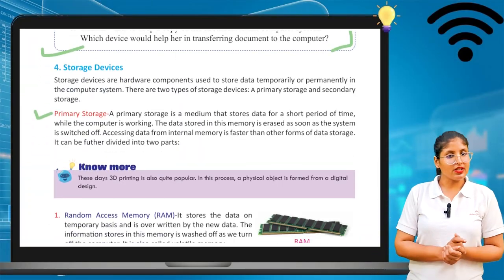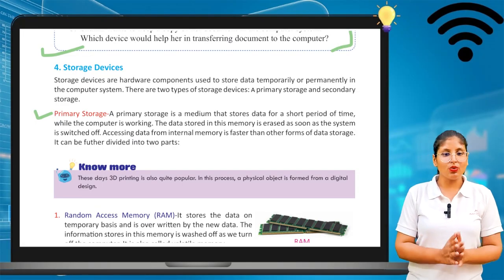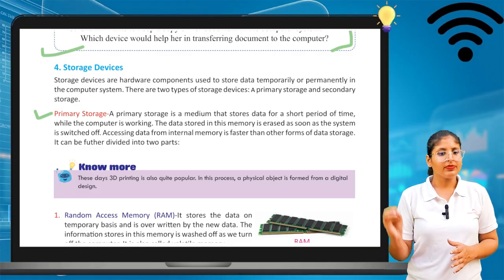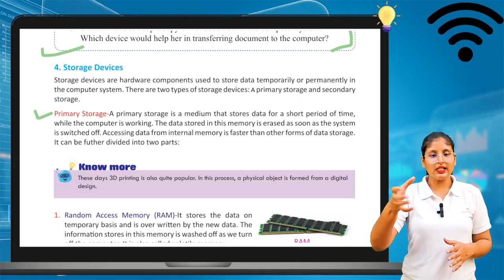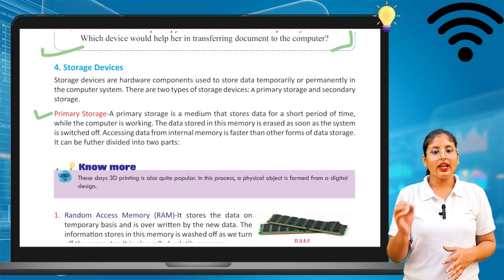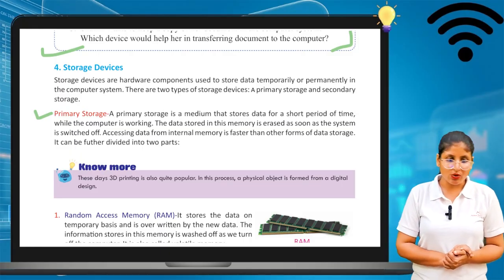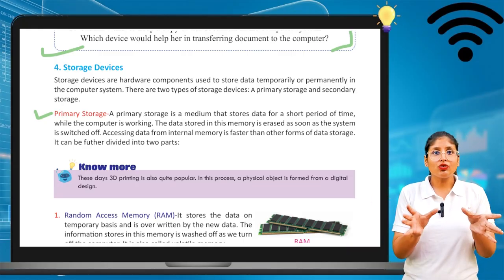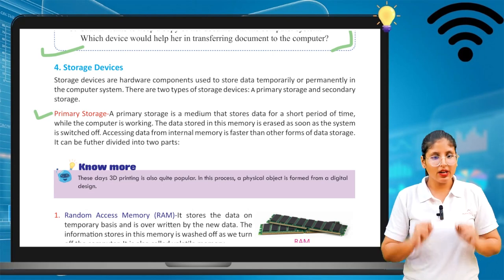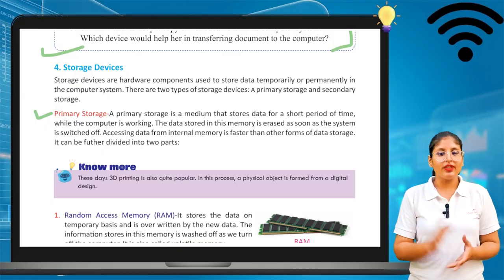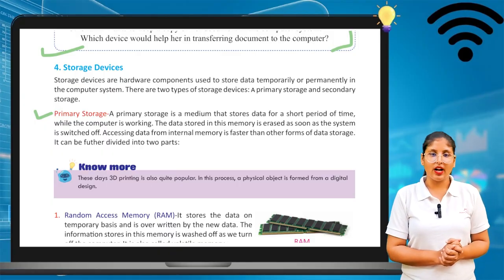So we can say, first, primary storage. A primary storage is a medium that stores data for a short period of time while the computer is working. The data stored in this memory is erased as soon as the system is switched off. This is temporary storage. Accessing data from the internal memory is faster than other forms of data storage.